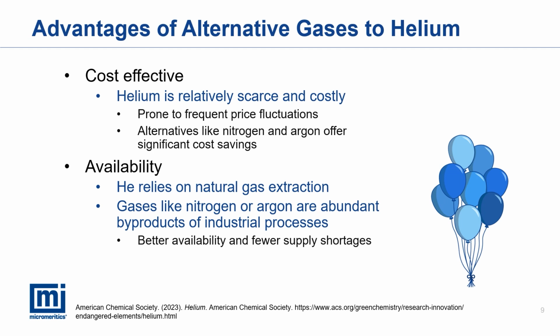Gases such as nitrogen and argon are abundant in the atmosphere and can be separated relatively easily. Therefore, they are more readily available. Nitrogen and argon also are cheaper than helium and can offer substantial cost savings. Utilizing gases other than helium also provides operators with the flexibility to employ gases that are easily accessible within their laboratory environment.